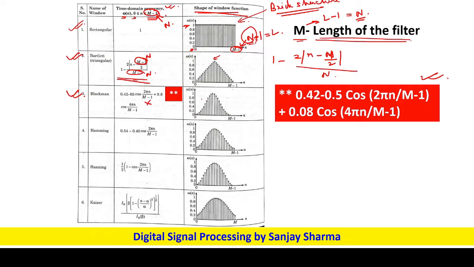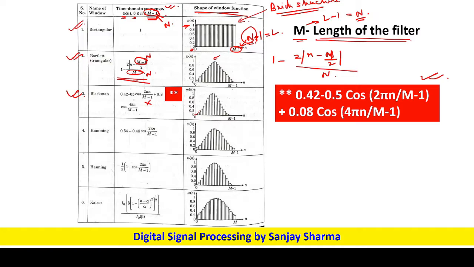Okay, so it will give you something like a Gaussian-like distribution. It is not exactly Gaussian, but the values are increasing and after that it is slowly decreasing. Okay, so you will be having this Blackman filter.